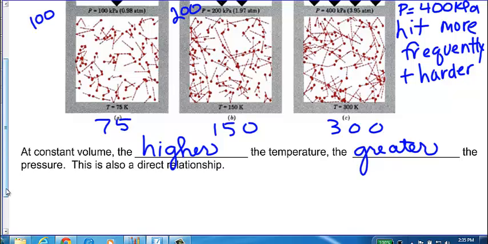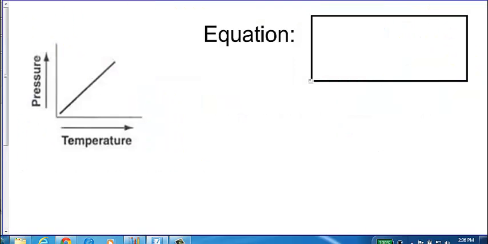So you can see as you increase T, you increase P, right? It makes sense that the hotter it is, the greater the pressure will be. Again, this is a direct relationship. They do the same thing. So you'll get the same graph that you had with V and T with P and T. As pressure goes up, temperature goes up, and vice versa.